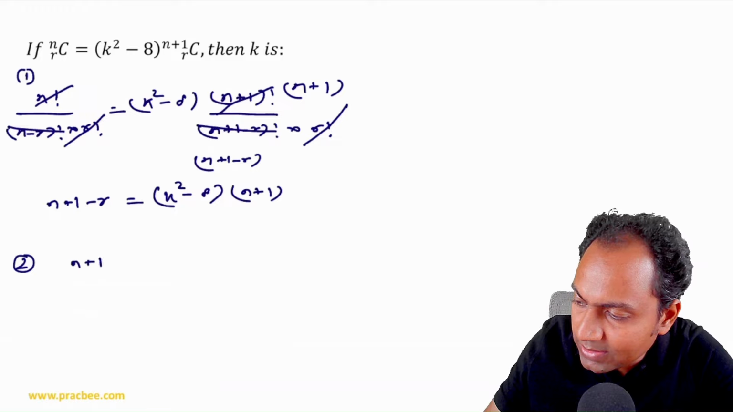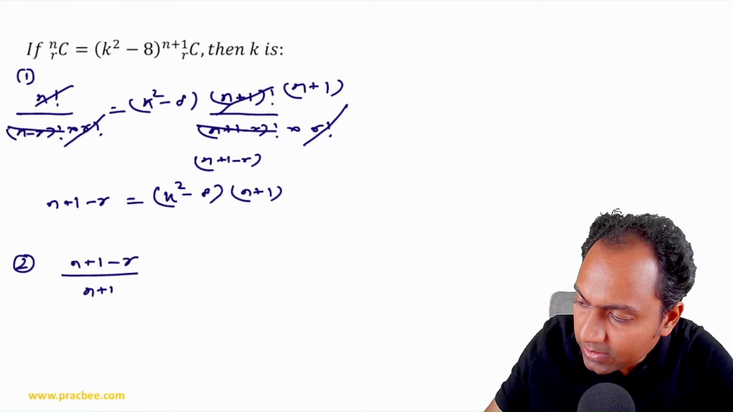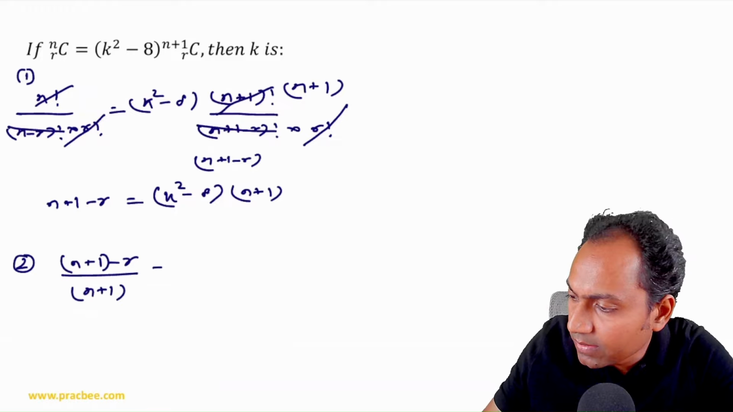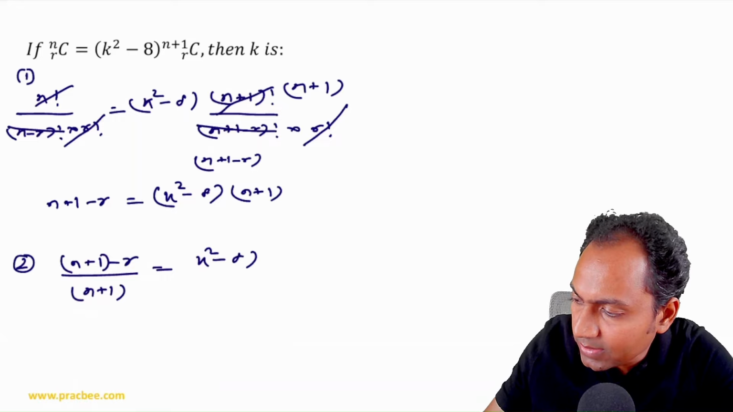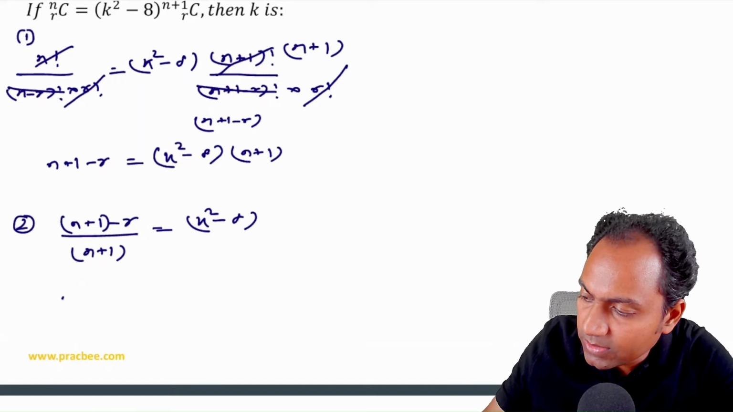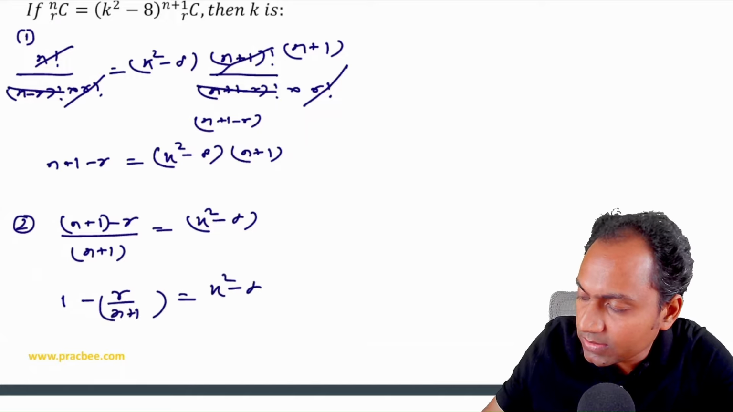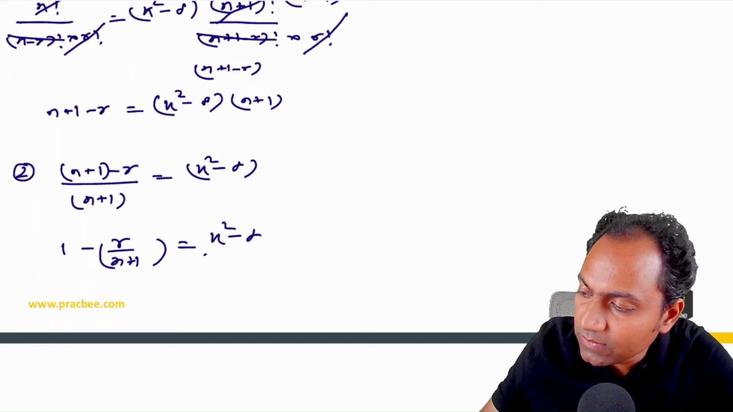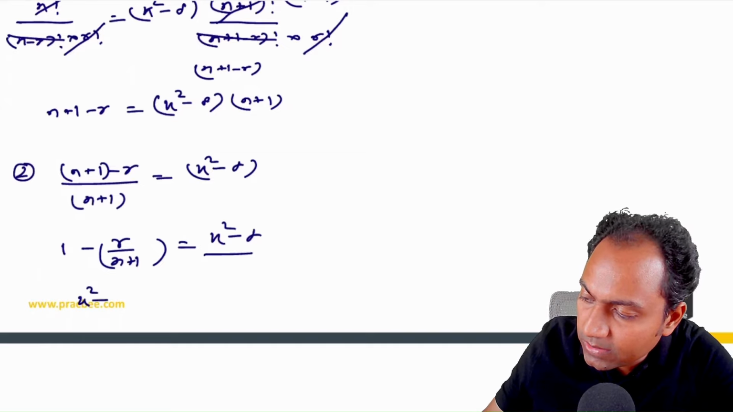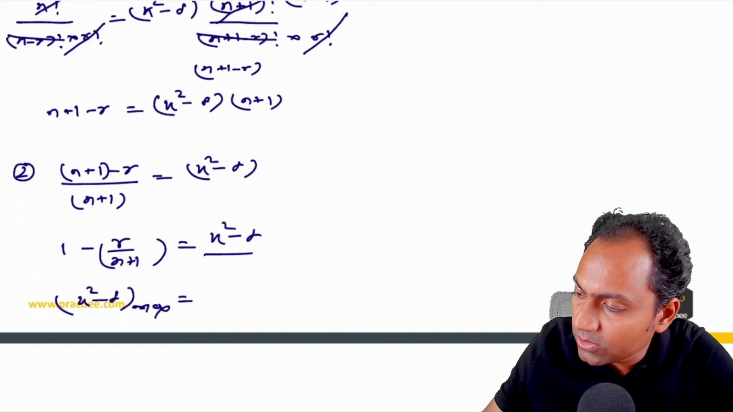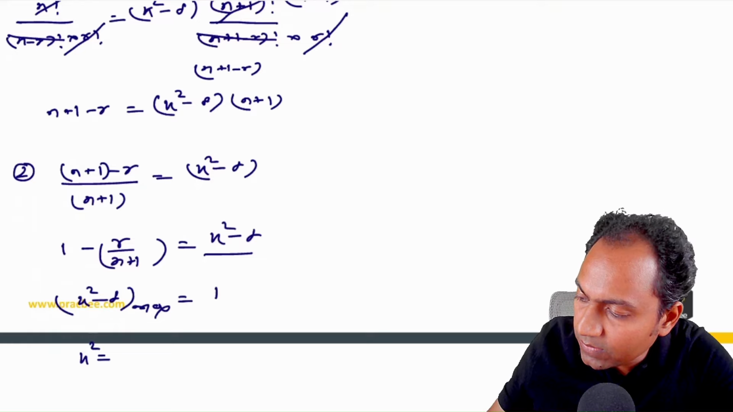So, if I write this as (n+1−r)/(n+1) is equal to k square minus 8. What we can observe from here is basically this will become 1 minus r by n plus 1 is equal to k square minus 8. You can see the maximum value of k square minus 8 will come when r becomes 0. So when r becomes 0, the value will become 1, or k square will become equal to 9.